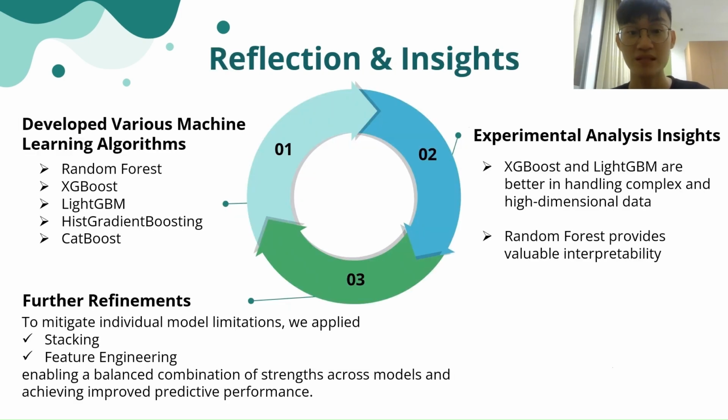As part of our reflection, we developed and explored a range of machine learning algorithms, including random forests and others. Each algorithm offered significant and unique strengths. XGBoost and LightGBM excelled in handling high-dimensional data, while random forests provided valuable interpretability. To further enhance accuracy and address individual model limitations, we applied a stacking technique combining the strengths of each model to achieve improved predictive performance. This project has been an insightful journey, offering a deeper understanding of the trade-offs between model complexity, interpretability, and also accuracy as well.